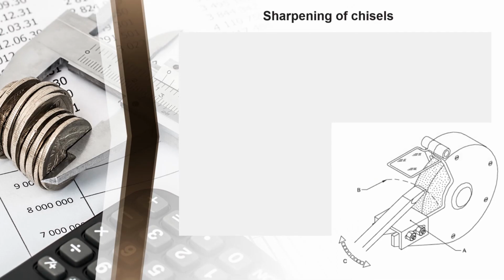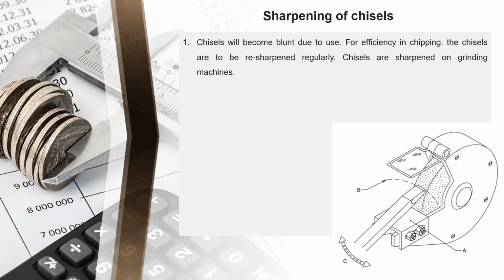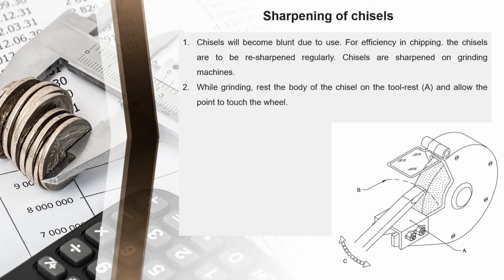Sharpening of the chisels. Chisels will become blunt due to use. For efficiency in chipping, the chisels are to be resharpened regularly. Chisels are sharpened on grinding machines. While grinding, rest the body of the chisel on the tool rest and allow the point to touch the wheel.